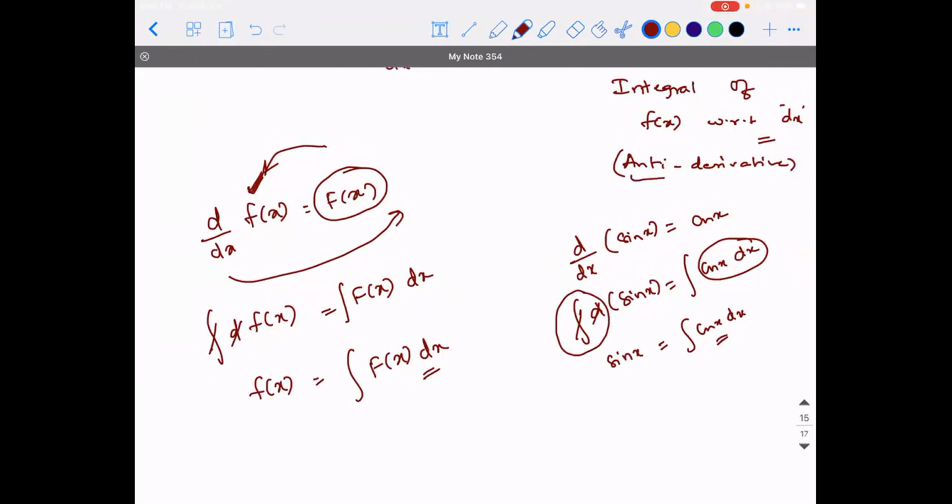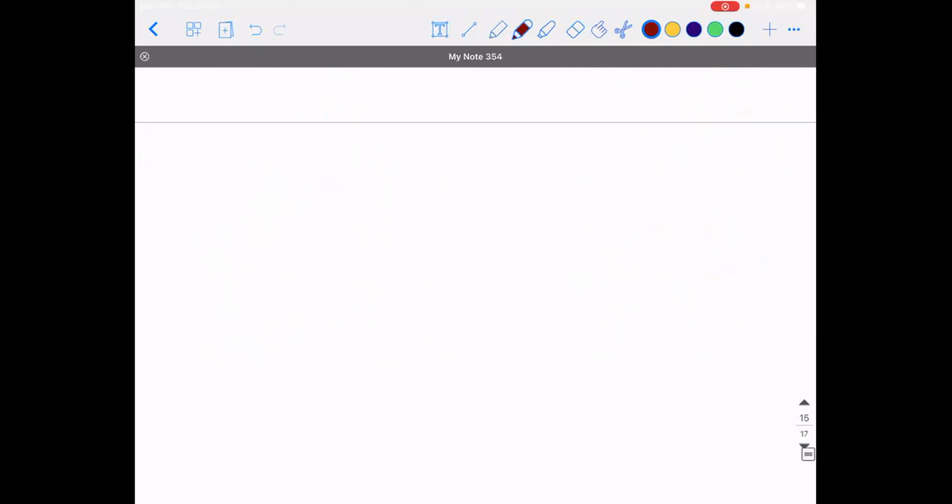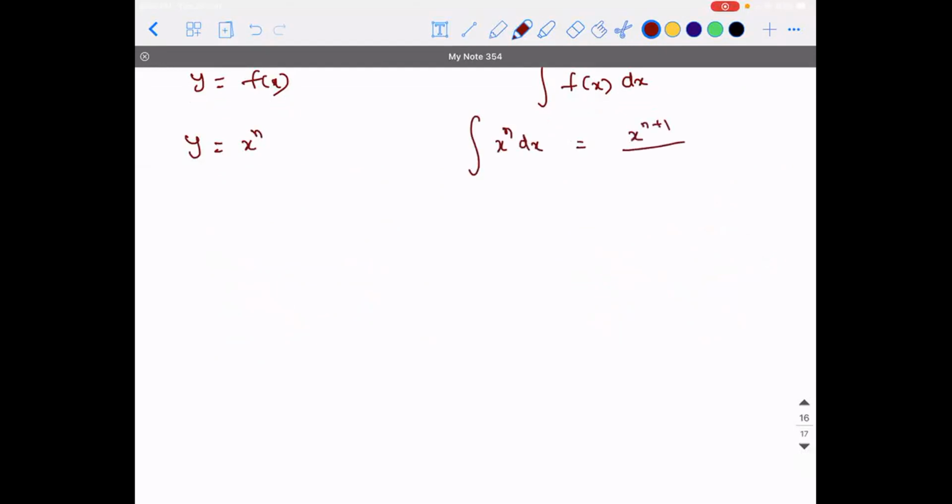Keeping all these points in mind, I'll give you certain definitions. So y is equal to f of x. Integral of f of x dx is what? If y is equal to x power n, then the integral of x power n dx is equal to x power n plus 1 divided by n plus 1, where n is not equal to minus 1.